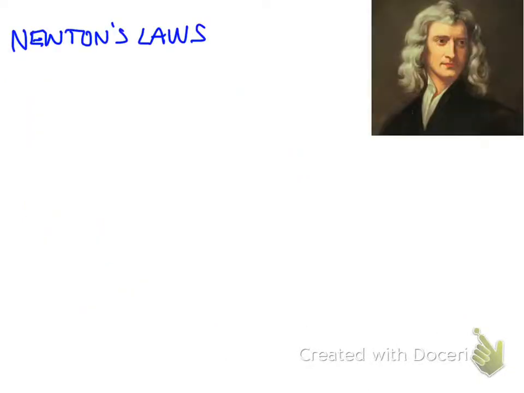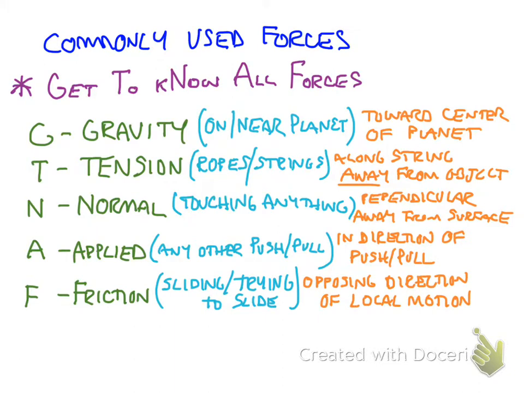And what we mean by local motion is the motion in the direction opposite, or where the two surfaces touch. And remember, with that applied force, you don't want to count any force twice. So if someone's pushing on something, you could say that they're touching, but then just count that as applied. Only count it as one thing.